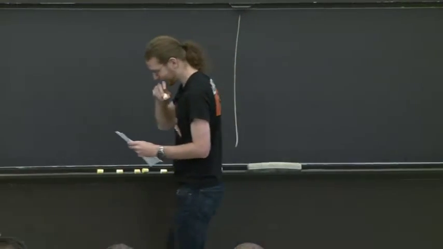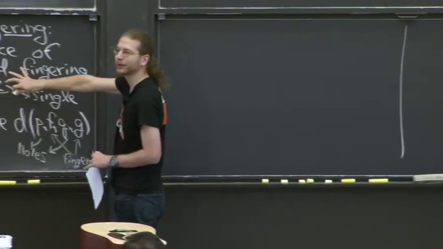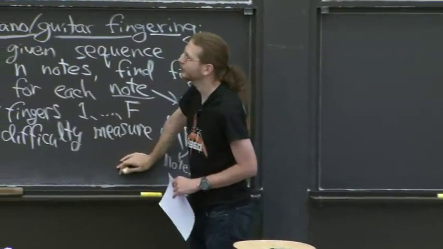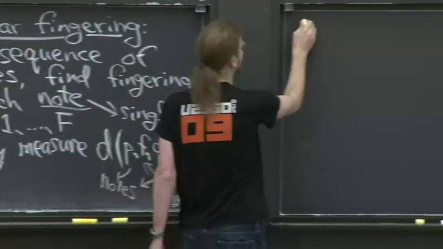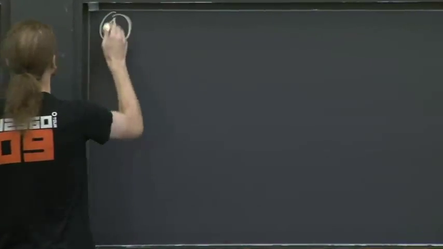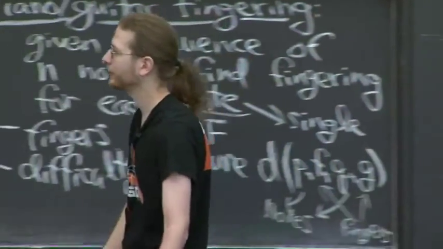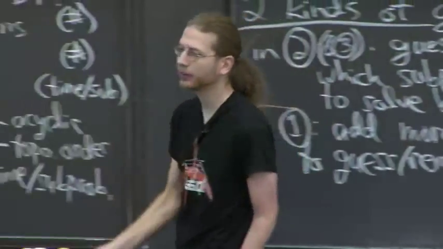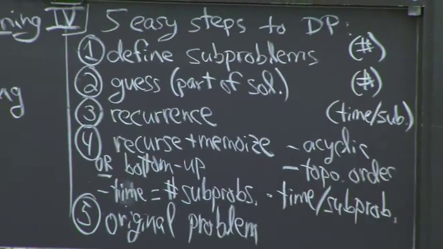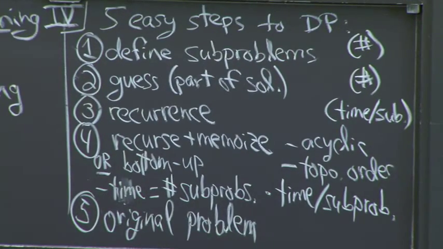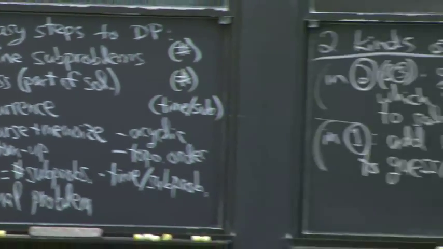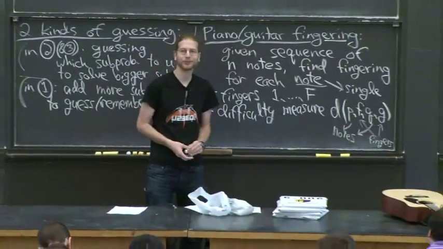So let's solve this with dynamic programming. That's the cool thing. So we can do it, and we follow our 5-step procedure. The first thing is to define subproblems. What are the obvious subproblems for a setup like this? Or what are the 3 obvious candidates?